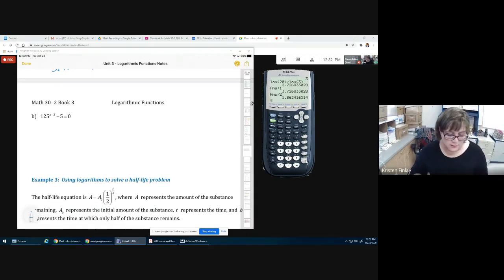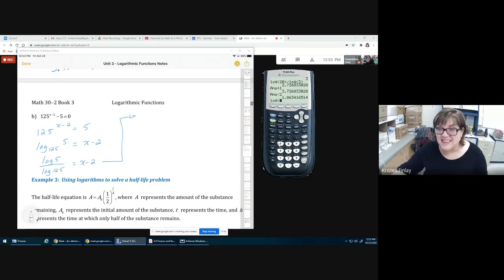Let's do this one here. Now let's first start by rearranging. 125^(x-2) is equal to 5. Now we can put this in logarithmic form, right? So we can put it in the form log base 125 of 5 equals x minus 2. So I'm just using that conversion ratio, right? This is the same as log 5 divided by log 125 equals x minus 2.